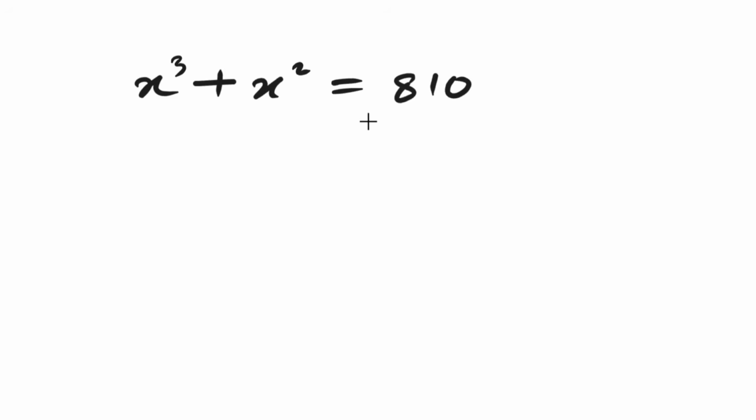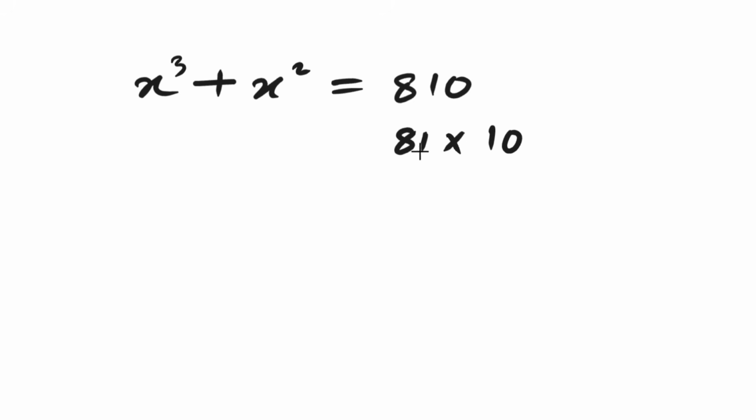Solve this equation carefully. We are given that x cubed plus x squared equals 810, and our goal is to find all possible values of x. The first thing we're going to do is rewrite 810 in a more useful form. Notice that 810 can be written as 81 multiplied by 10.